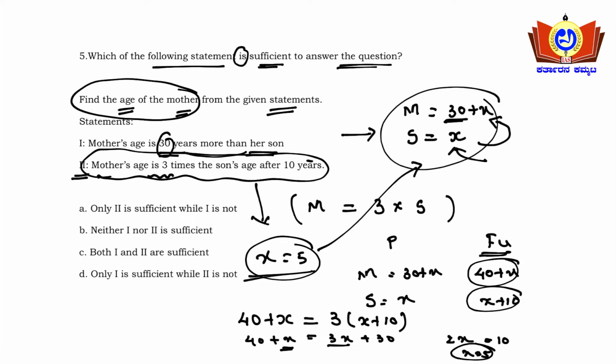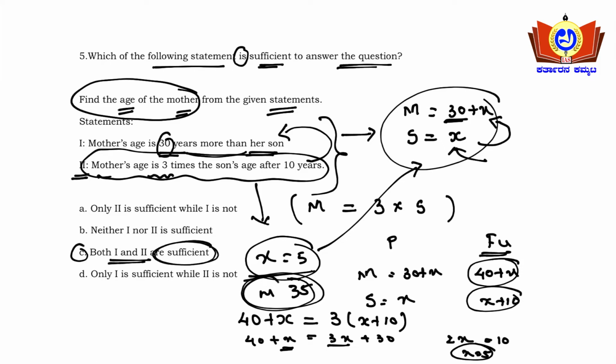With the help of the first statement, we can come to the solution for the age of the mother. What is the age of the mother here? The first statement is telling that it is 30 years more, so plus 30, so 35. Mother's age will be 35, my dear friends. Hence with the help of both statements, we can say what the age of the mother is here. Hence option C, both 1 and 2 are sufficient to answer the question. This will be the right answer, my dear friends. So moving on to the next question.